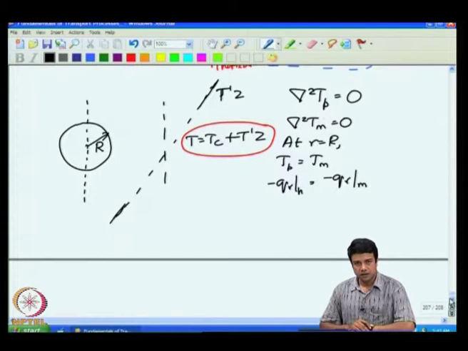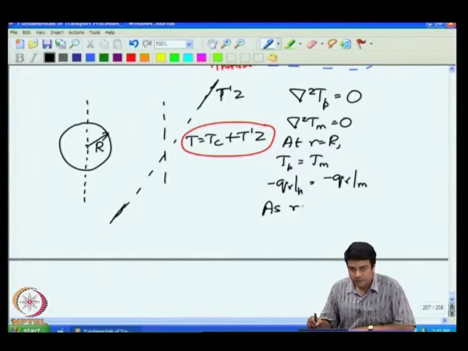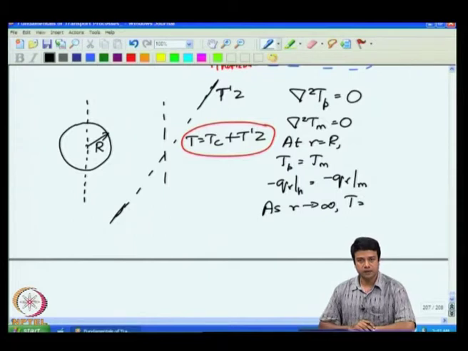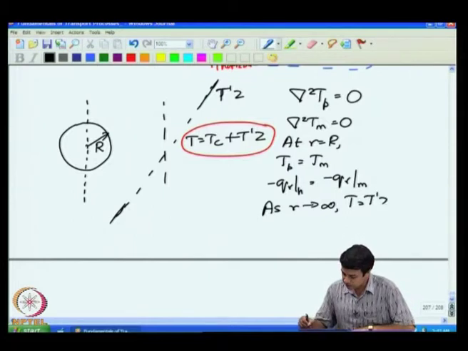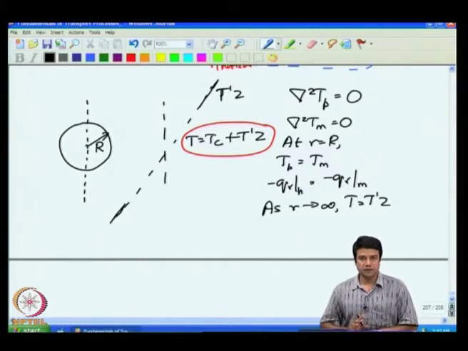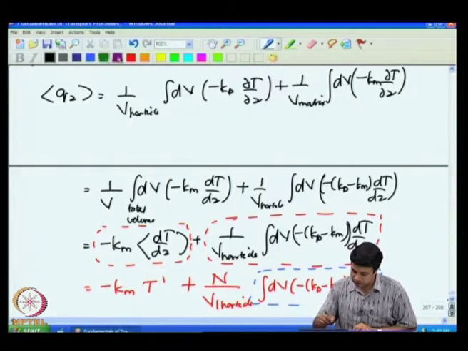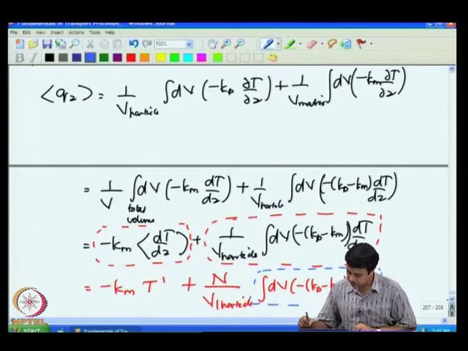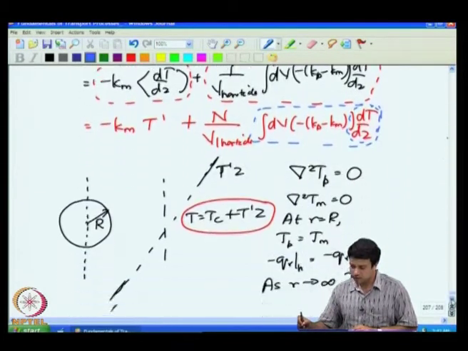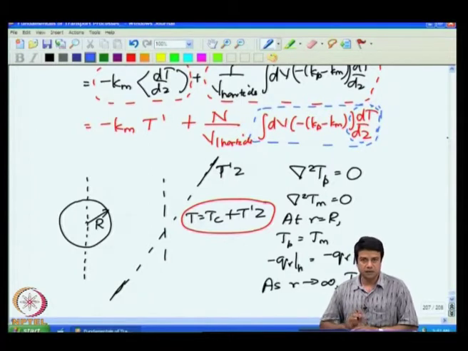And in the limit as r goes to infinity, I should require that the temperature has this form. The temperature has to be T prime times Z. As I said, as far as the temperature field is concerned, I can determine it only to within a constant, because the contribution to the thermal conductivity depends only upon the derivative of the temperature. So, without loss of generality, I can assume that the temperature at the center of the particle, as far as this calculation is concerned, is equal to 0.